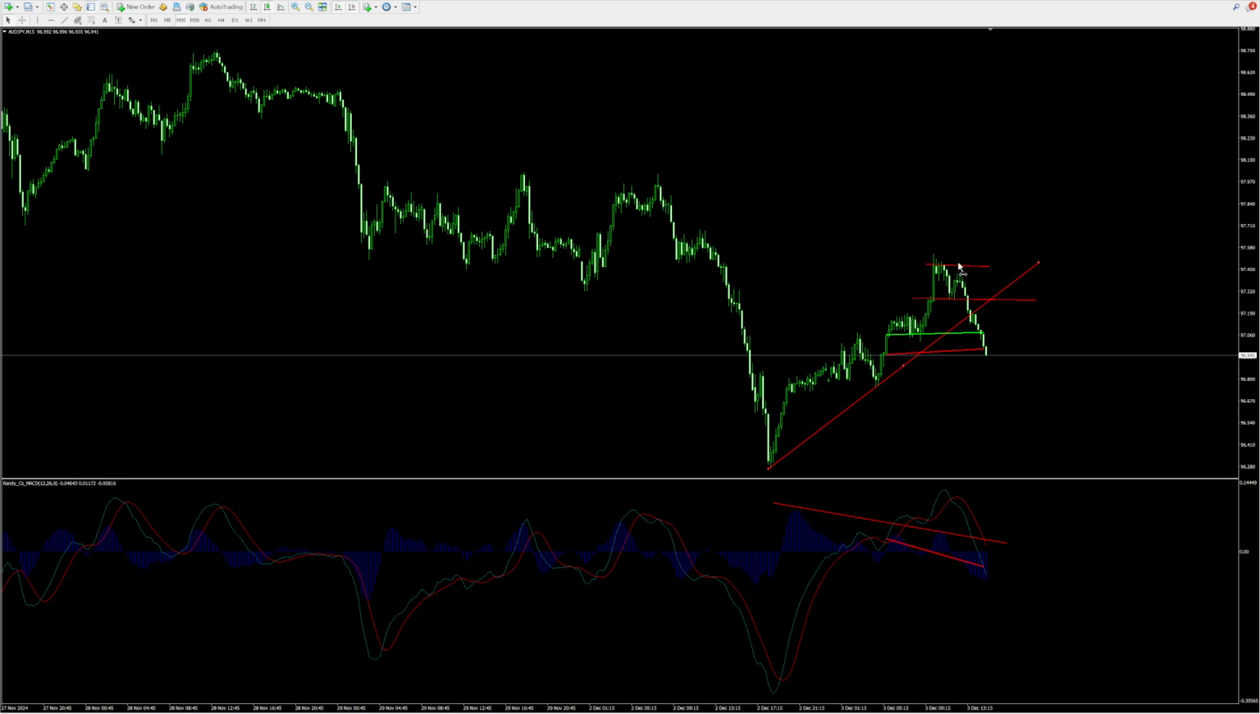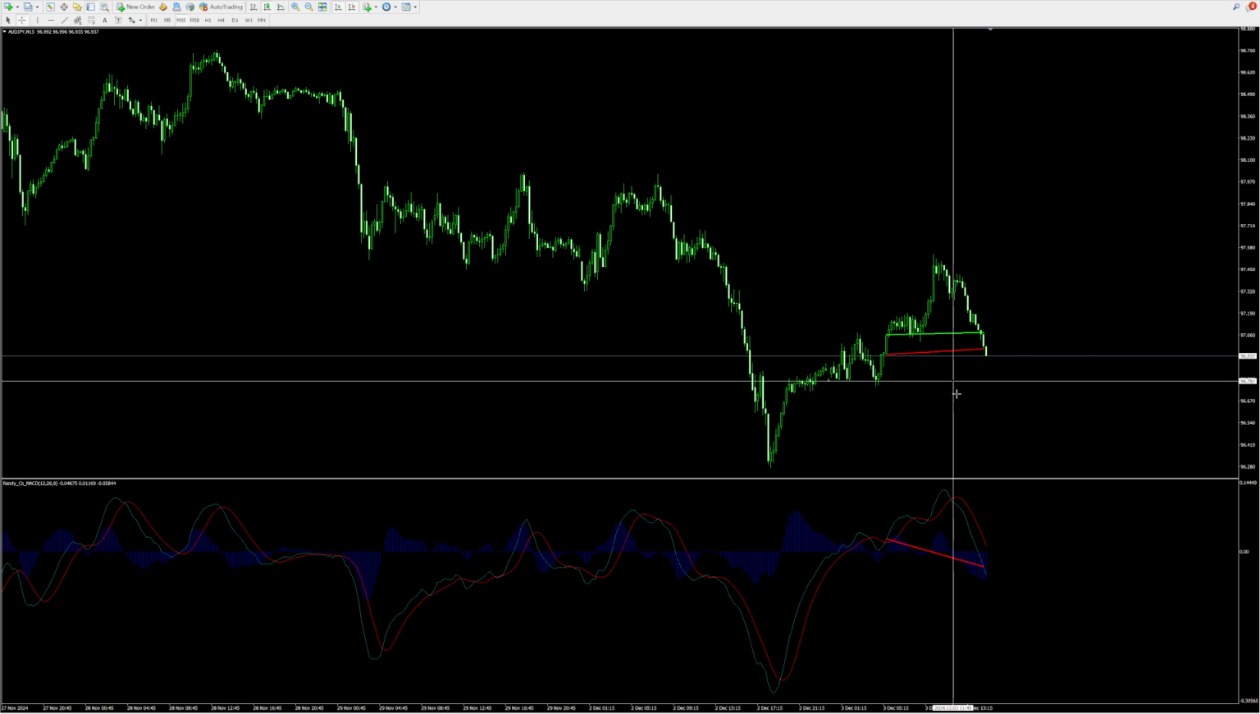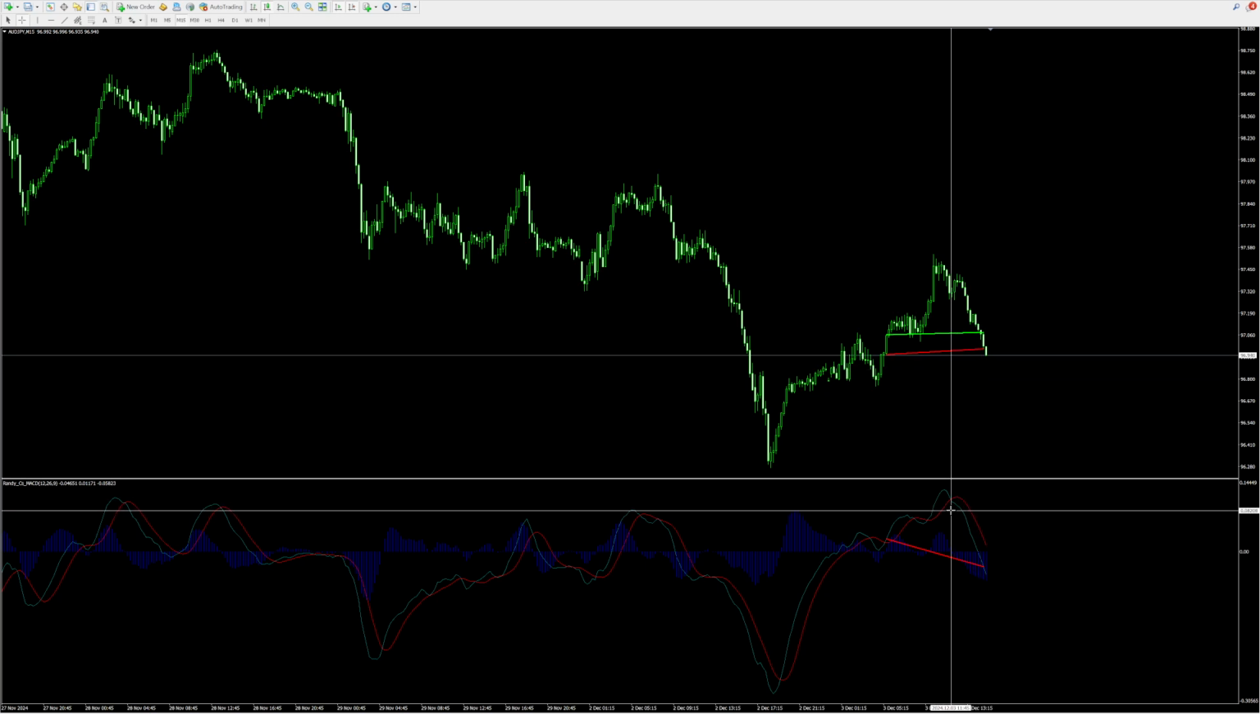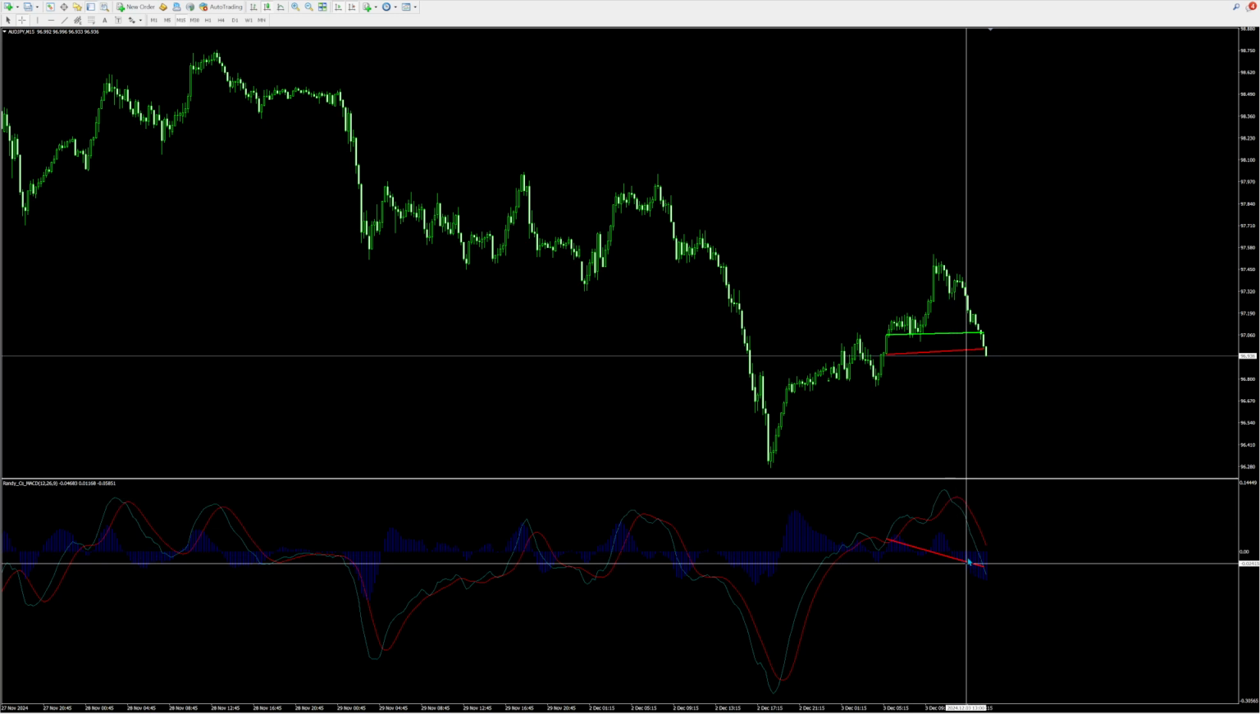As I said, I like to confirm with my own lines as well. If I just remove these lines here, this is what the indicator just looks like as is, without adding anything additional to the chart. In this instance, just a bit of common sense: make sure you're trading in the direction of the crossover of the MACD, down in this instance.